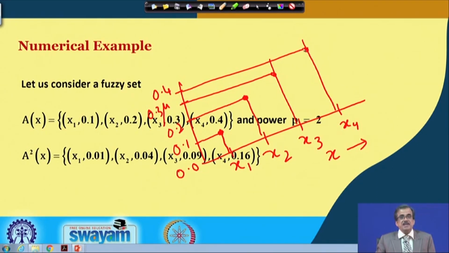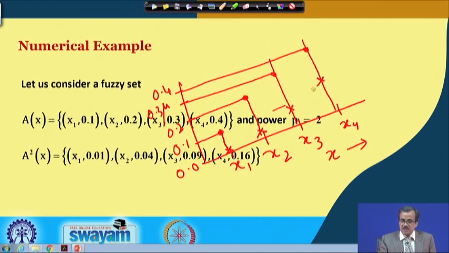Now, we will try to find out what should be its concentration. The concentration corresponding to x1 is 0.01, so very near to 0. Corresponding to x2 it is 0.04, so I could be here. Corresponding to x3 it is 0.09, so I could be here, and corresponding to x4 this is nothing but 0.16, so I might be here.